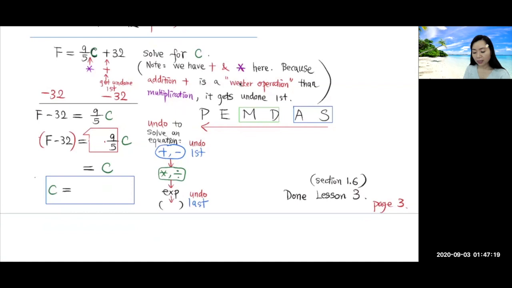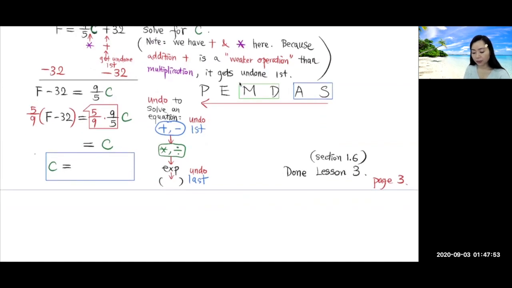That way, then these two cancel. On this side, we got this, and this side we have F minus 32. Now, notice that we want to get C here, which is we want to get 1C here. So how can I get this coefficient here to be 1? Well, this is a fraction right here. To get it to be 1, we multiply by the reciprocal of this fraction right here. So we multiply by 5 over 9 on both sides. On both sides of the equation.